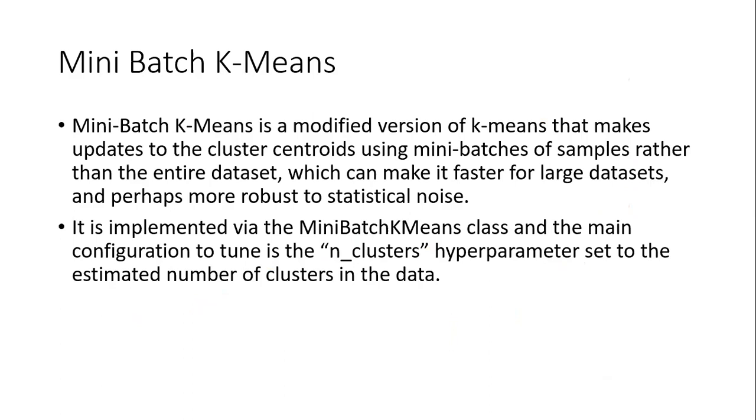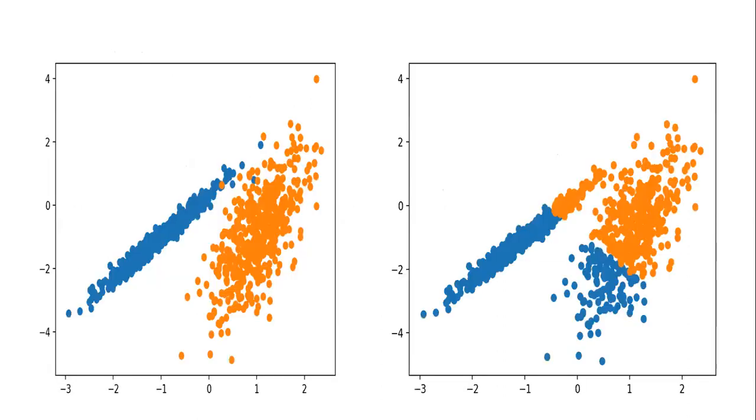So in mini batch k-means, I told you the basic idea. You take a batch of data rather than the whole training data and construct the clusters on that. Theek hai, which can make it faster for larger data sets. So it is implemented via the mini batch k-means class. So let's see the performance. So this is the original one, classification, and that is mini batch k-means.